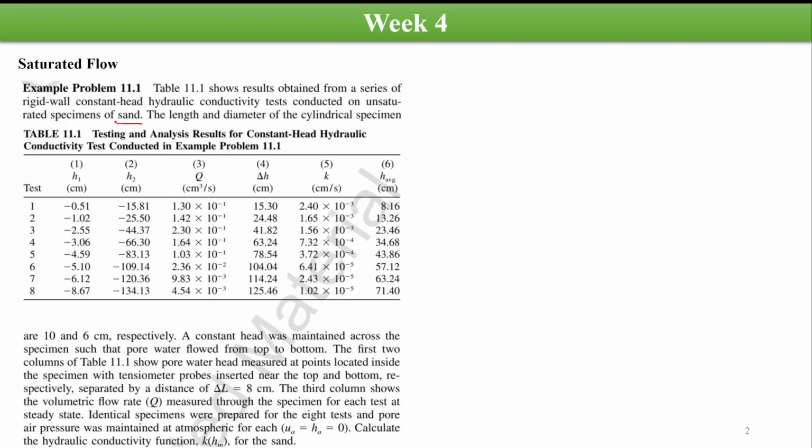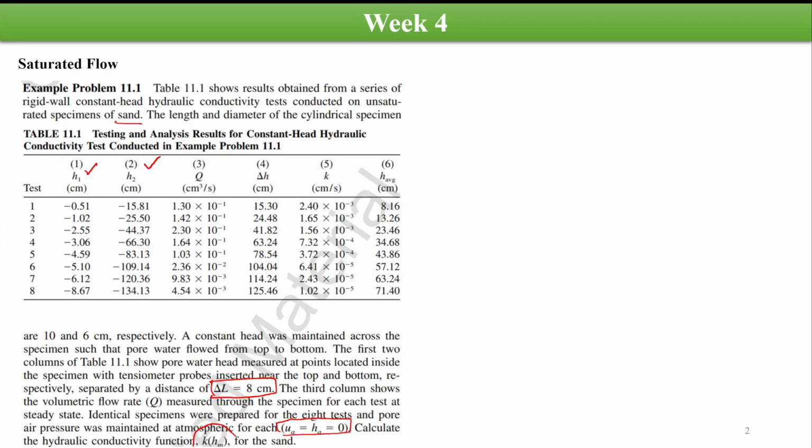The first two columns show pore water heads at two different locations inside the specimen, measured with the tensiometer probes inserted near the top and bottom, respectively. These points are separated by a distance of 8 centimeters. The third column shows the volumetric flow rate Q for each test at steady state. An identical specimen is prepared for each of the eight tests, and the pore air pressure was maintained at atmospheric, u_a = h_a = 0. Then we need to calculate the hydraulic conductivity function K for the sand.